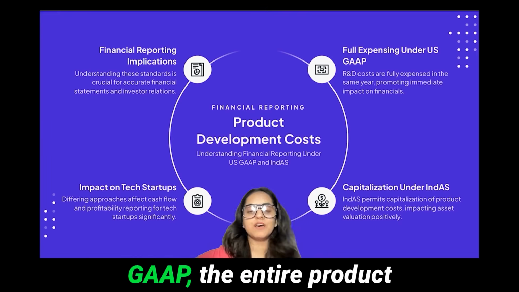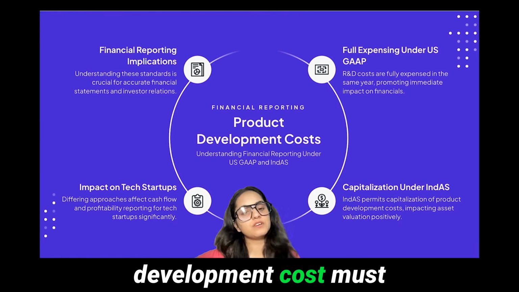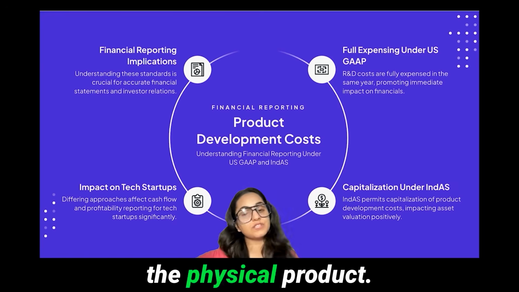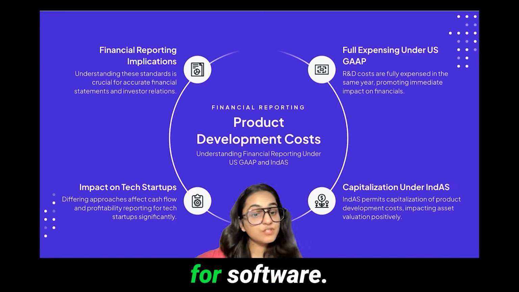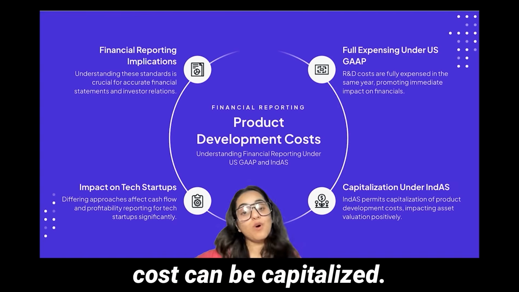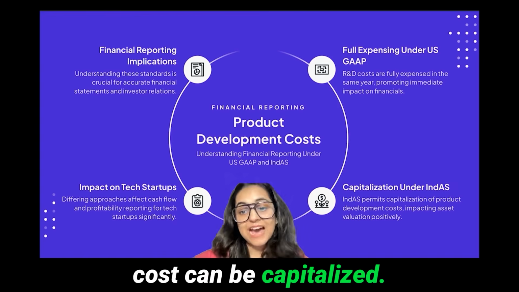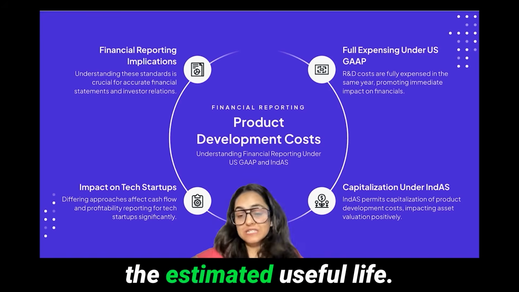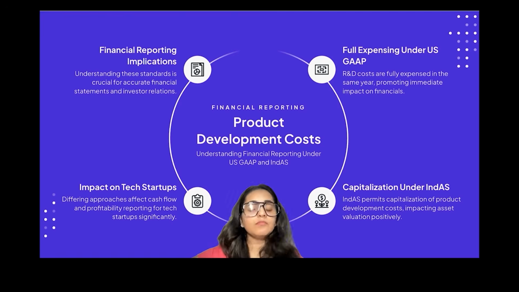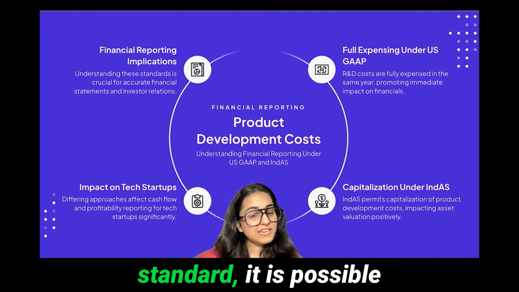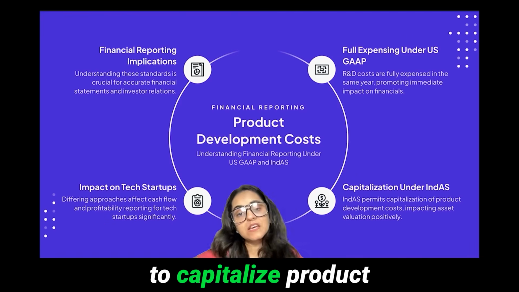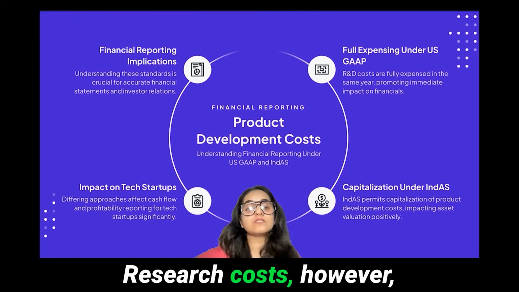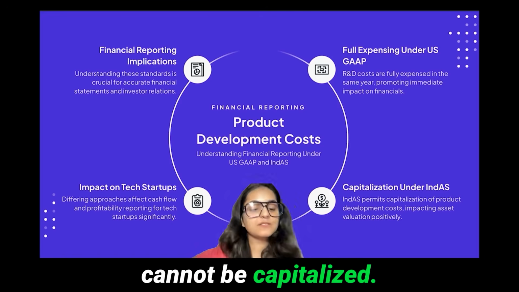Unfortunately, under US GAAP, the entire product development cost must be expensed out in that same year if it is not the physical product. There is an exception for software. Software development cost can be capitalized as an intangible asset and then it can be amortized over the estimated useful life. Under Indian accounting standard it is possible to capitalize product development costs in the books of accounts. Research costs, however, cannot be capitalized.